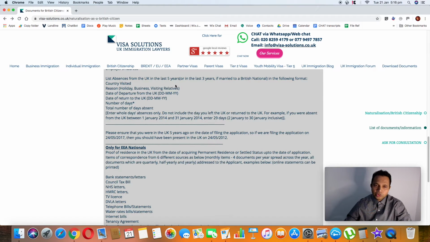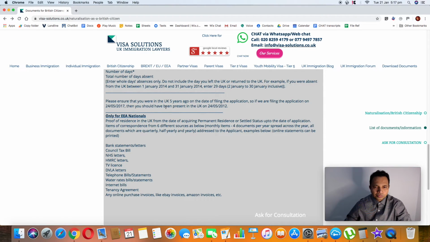List of absences from the UK in the last 5 years, if your qualifying period is 5 years, or 3 years if you are married to a British national and your qualifying period is 3 years. In the following format: countries visited, reason, holiday, business, visiting relatives, or any other reason, date of departure, return, number of days. Number of days is no more relevant now, because it's an online form now. You just give the departure and the return date, and the form will automatically calculate the number of absences. It won't show you on the screen, but it will go to the caseworker.